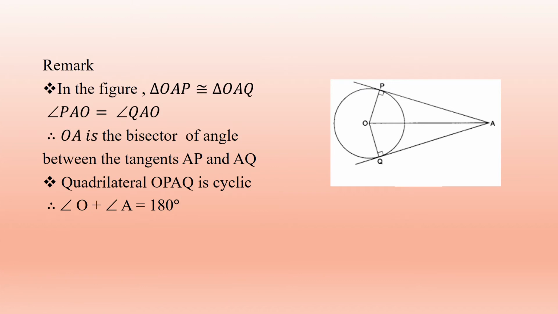Now we can see as the triangle AOP is congruent to triangle AOQ, angle PAO is equal to angle QAO. Therefore, we can say OA is the bisector of angle between the tangents AP and AQ. Also, we can see angle P plus angle Q is equal to 180 degrees. Therefore, OPAQ will be a cyclic quadrilateral and angle O plus angle A is also 180 degrees.